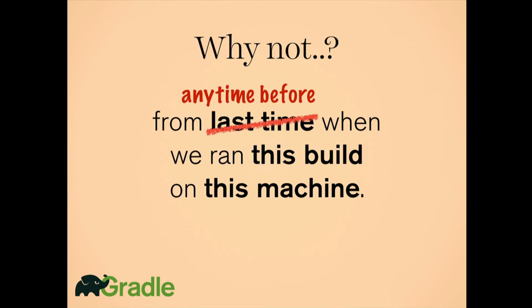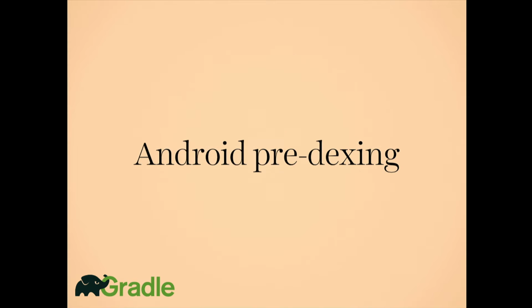And of course, if we have this infrastructure, we can go further, right? Why would we be confined to the local current build, current Gradle project? We can, of course, share results between other projects on the same machine. We can have a machine local cache, and well, Android pre-dexing is a prime example of where we can do much better.